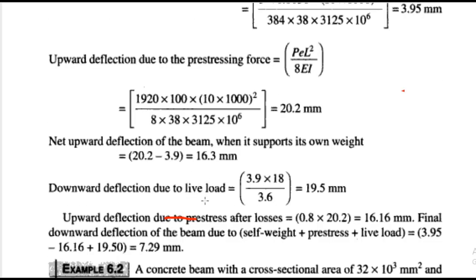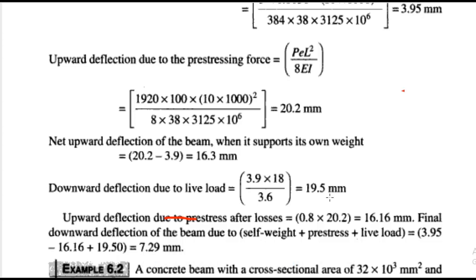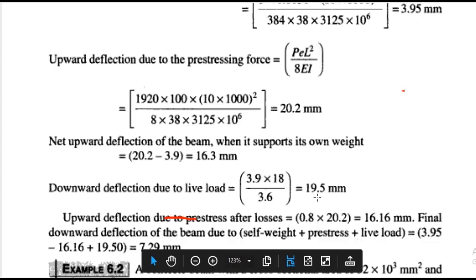Because of the live load only, how much downward deflection is acting, we are calculating by using these values. The downward deflection only due to live load, we are taking this value as 19.5 mm. 19.5 mm is deflecting the beam in the downward direction due to imposed load or live load on the beam.